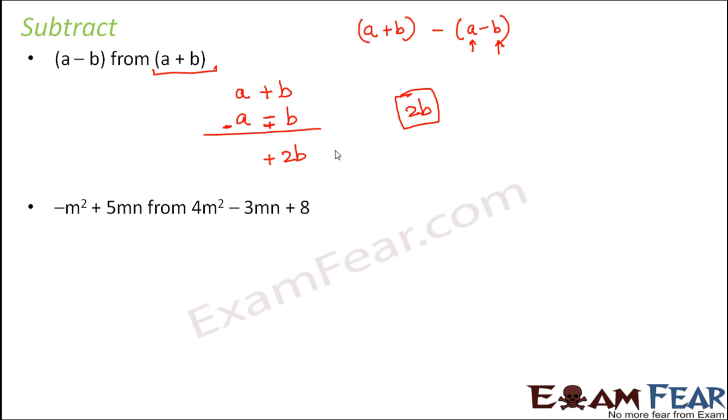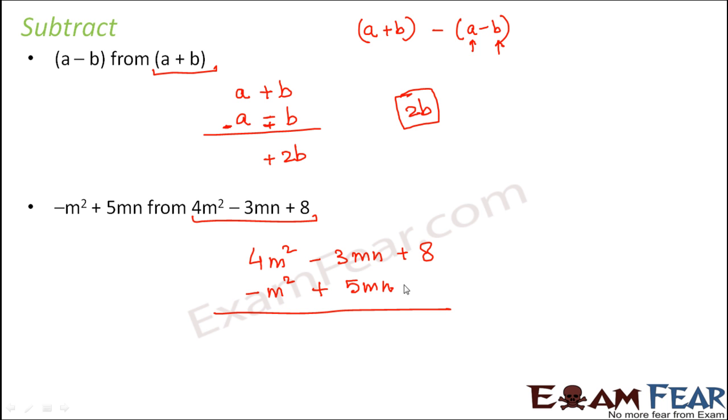Let's try one more example. Minus m square plus 5mn from 4m square minus 3mn plus 8. So we have to subtract from this expression. We will write this expression first: 4m square minus 3mn plus 8. Now what do we need to subtract? Minus m square plus 5mn. Where will we write minus m square? Below its like term, so you write minus m square here. Where will you write plus 5mn? Obviously here, because 5mn and 3mn are like terms.